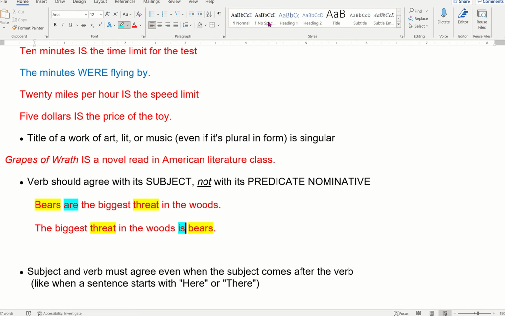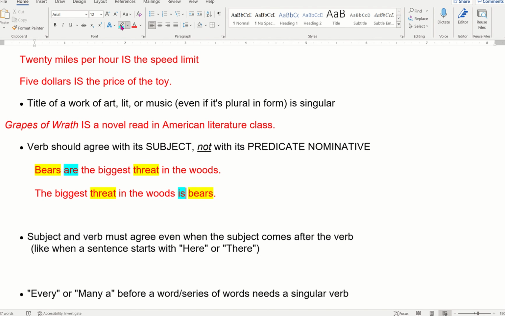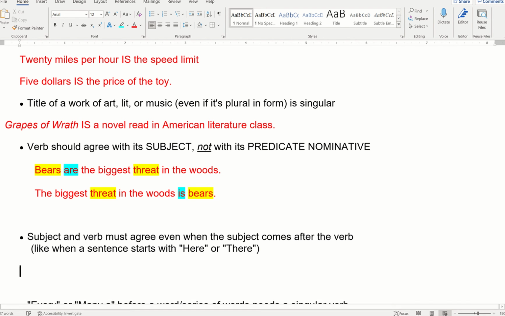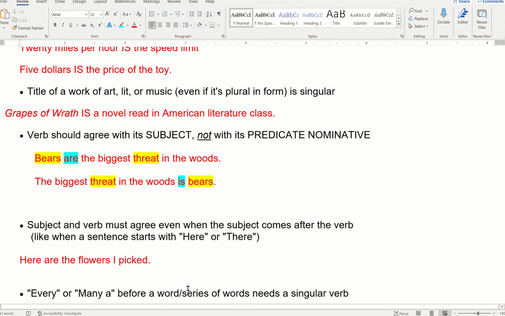All right, next up is having the subject and the verb agree even when the subject is coming after the verb. Basically, this is just for any unusual sentence that doesn't go in the regular subject-verb order. You still want to make sure you're correctly identifying what the subject is and that it's agreeing with the verb. So if I said, here are the flowers I picked. Flowers is our subject there, and so the verb are is going to need to agree with flowers.